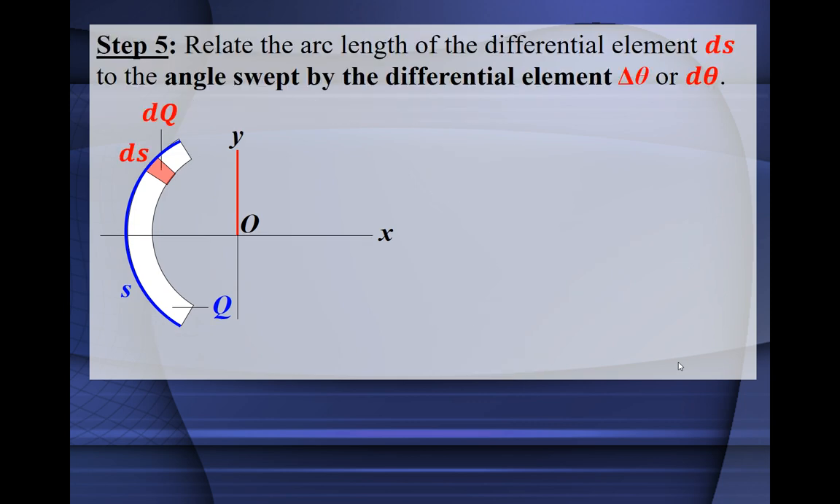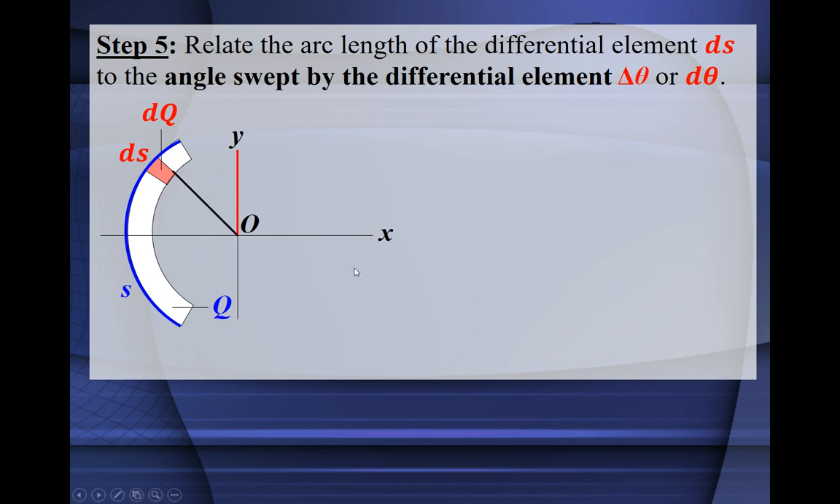Now, what I want to do is take that differential arc length and relate it to the angle that is being swept by that differential element. Remember the way we're setting up the problem: we've already identified a lower limit of I think 30 degrees and an upper limit of 150. Those are angles. So I need to write ds in terms of theta, because I'm going to integrate with respect to theta, because that's what the upper and lower limits of integration are.